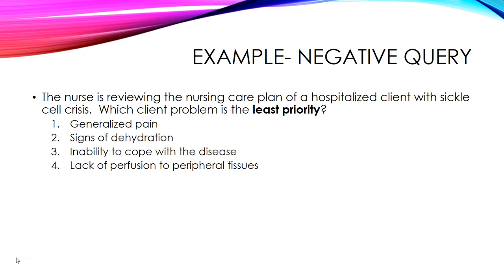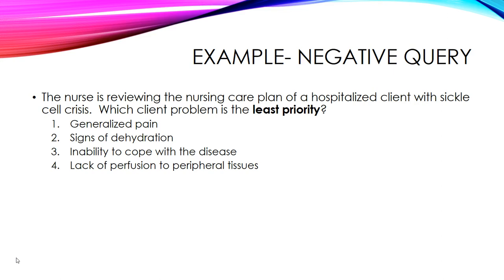So another example with a negative query. We are looking for essentially an incorrect answer, or what would be a negative query. So in this case, the nurse is reviewing the nursing care plan of a hospitalized client with sickle cell crisis. Which client problem is the least priority? So what we're looking for in this question when we say least priority is something that we would not be worried about right now.